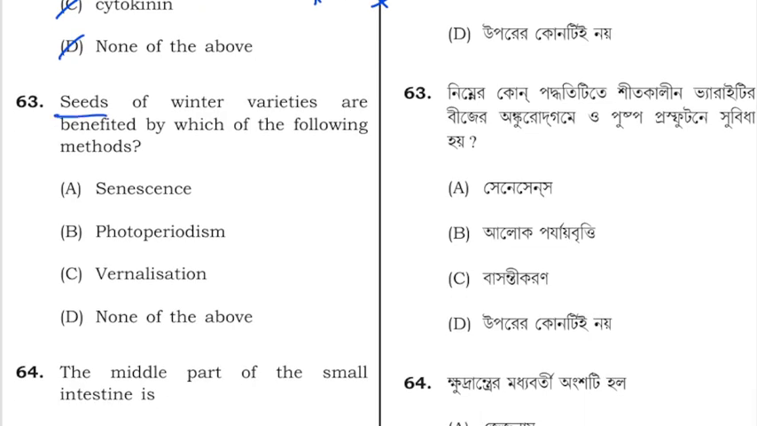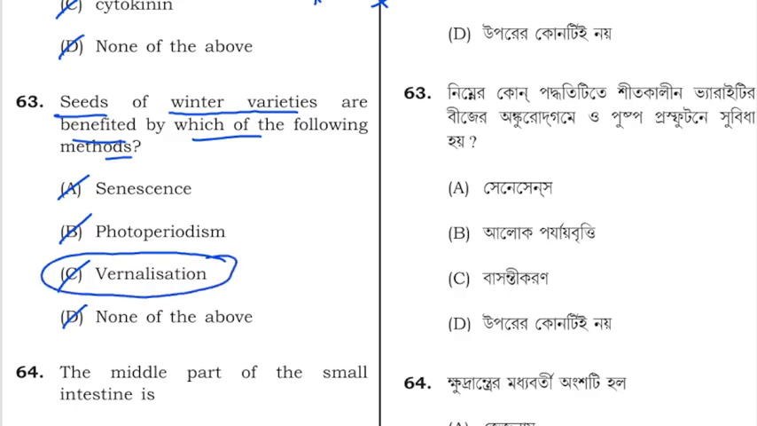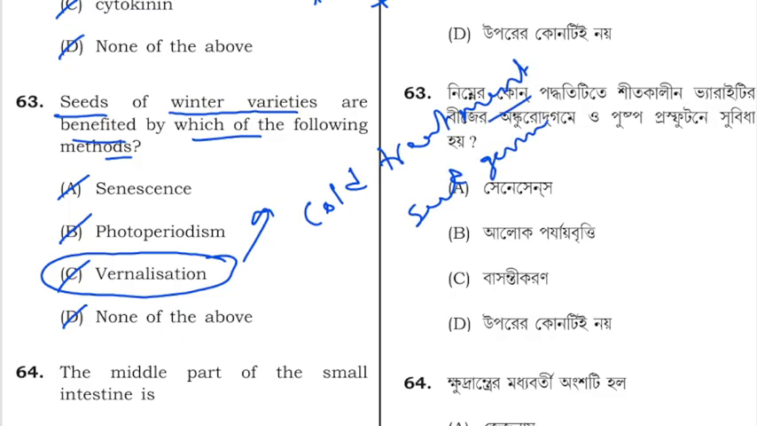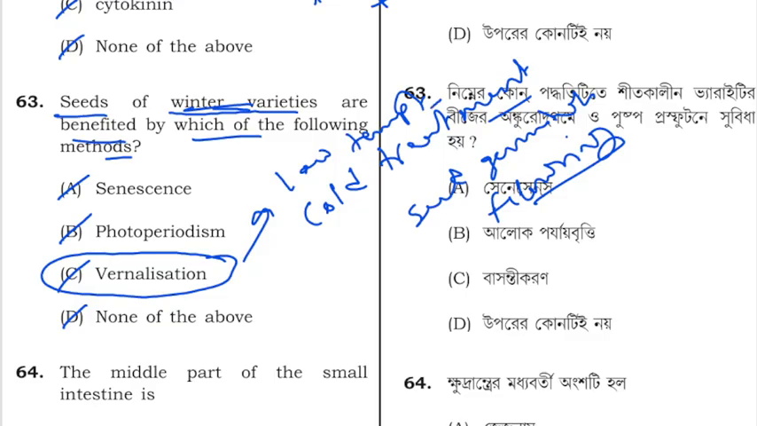Next question is, seeds of winter varieties are benefited by which of the following methods? Option A senescence, B photoperiodism, C vernalization, and D none of the above. So vernalization is the correct answer, where we give cold treatment to induce seed germination or flowering. So winter is basically characterized by low temperature. So this process is known as vernalization. So option C is correct.